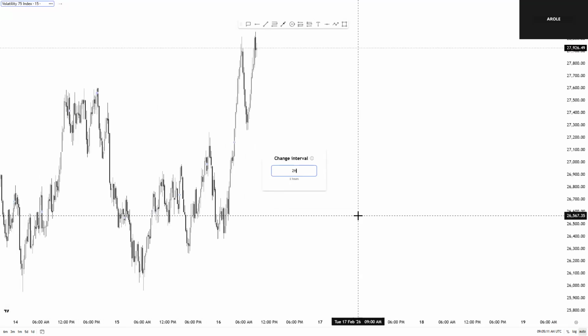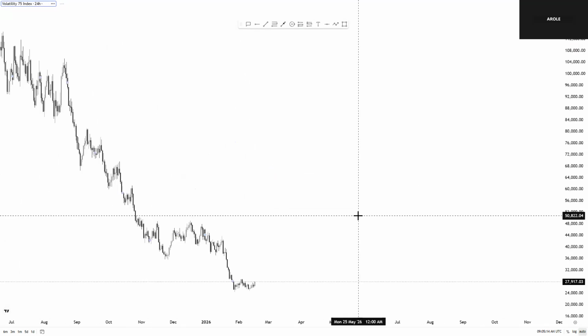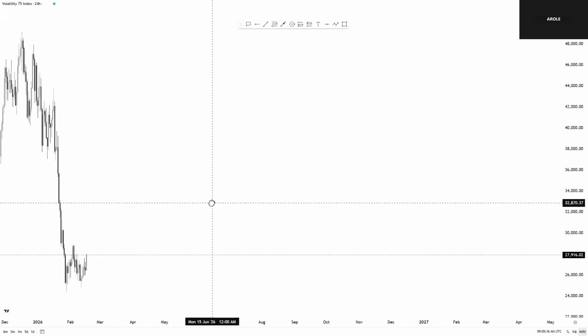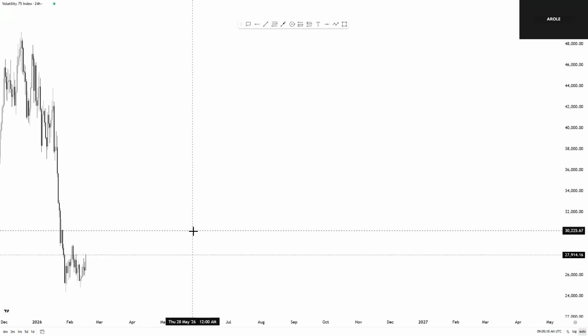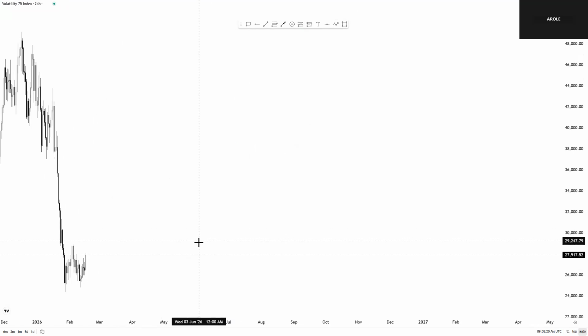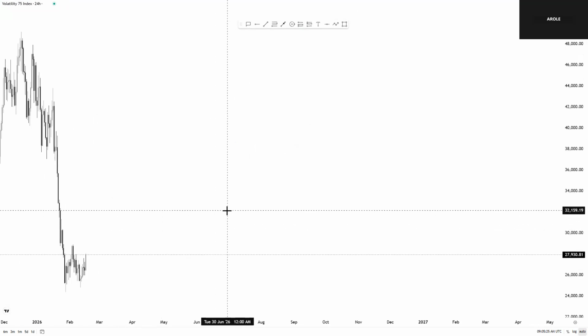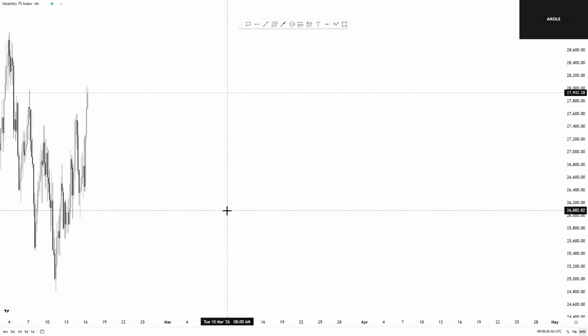So on V75, all right. We can all see that we are bearish on V75. Overall bearish. On daily time frame, we are overall bearish. Let me check the 4 hours time frame. What do we have on the 4 hours time frame?